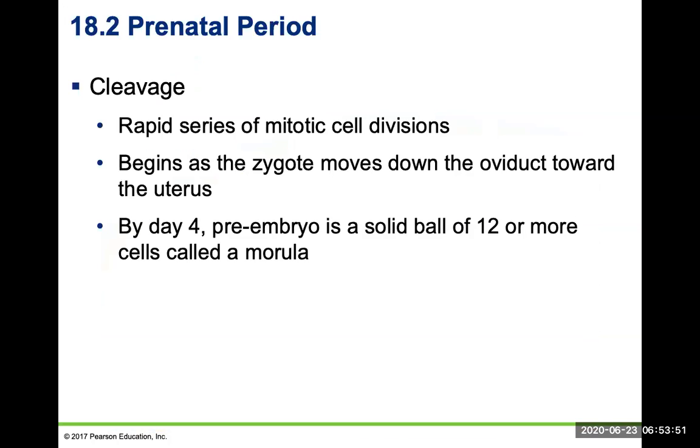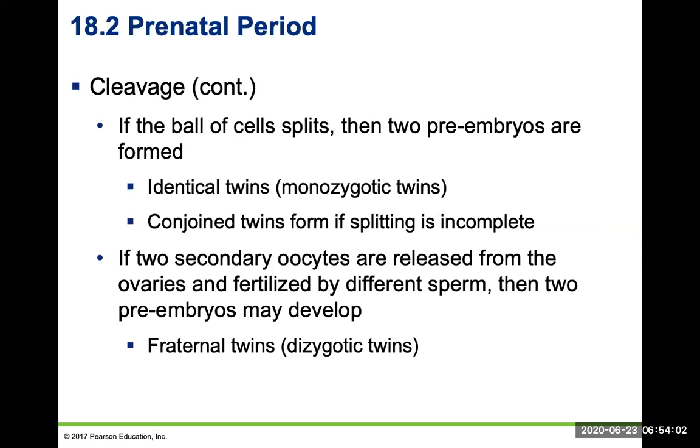Cleavage is the rapid series of mitotic divisions, beginning as the zygote moves down the oviduct. By day 4, the pre-embryo is a solid ball of 12 or more cells called a morula. If the ball of cells splits, then 2 pre-embryos are formed. So the splitting of an egg into 2 pre-embryos will produce identical twins, which are monozygotic, or conjoined twins form if the splitting is incomplete.